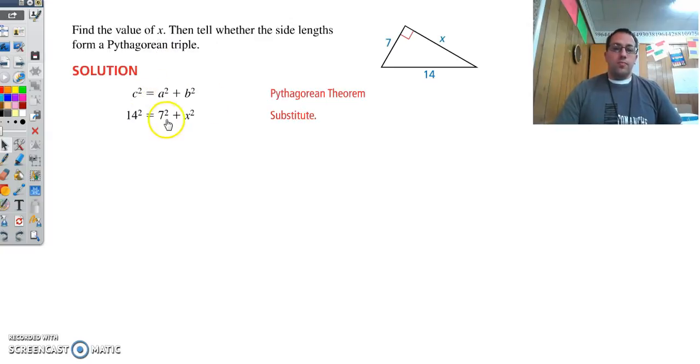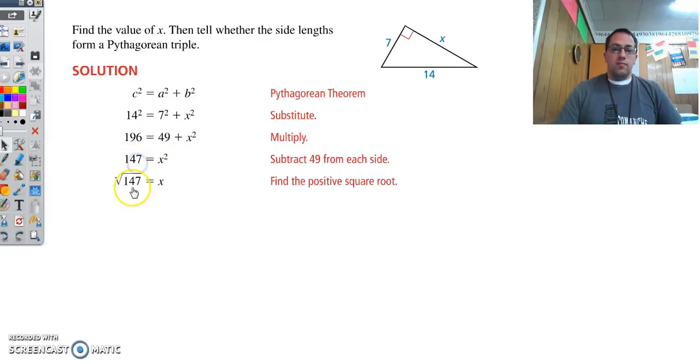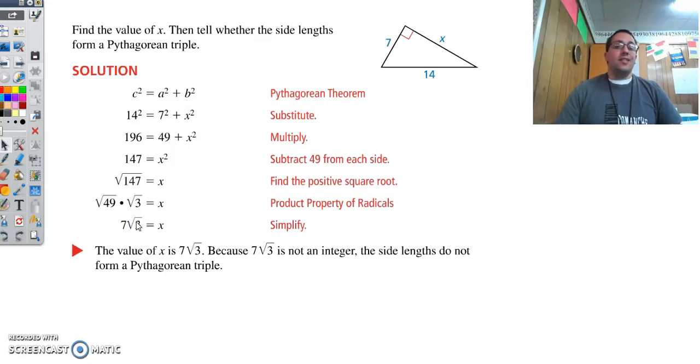Pythagorean theorem, we'll plug in. Now notice this time x is not the hypotenuse. 14 is the hypotenuse, so that's our c. We'll plug this in, work this out. We've got 147. Square root of 147 is 7 square roots of 3. 7 square roots of 3 is not an integer, and so this is not a Pythagorean triple. Right? Still a right triangle, just not a Pythagorean triple.